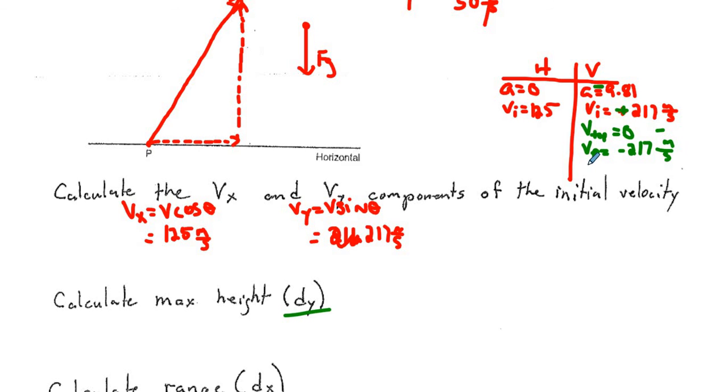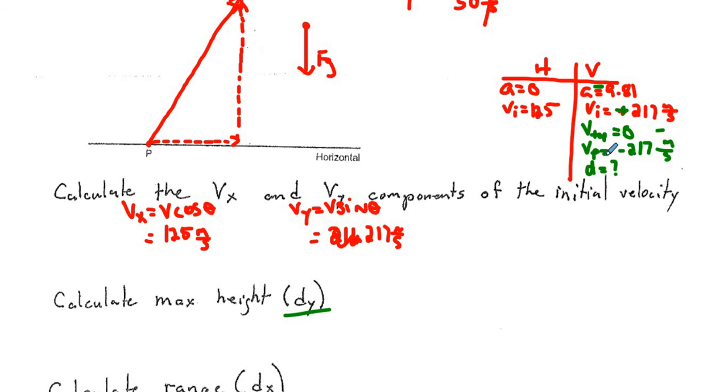And then what else do I know? That's all. And I want to know the max height. So I want to know a distance when the velocity is 0. Notice that I don't have any time. Now I could actually figure out a time, and for this calculation, let's do that right now. Let's figure out the time it takes to get to the top.